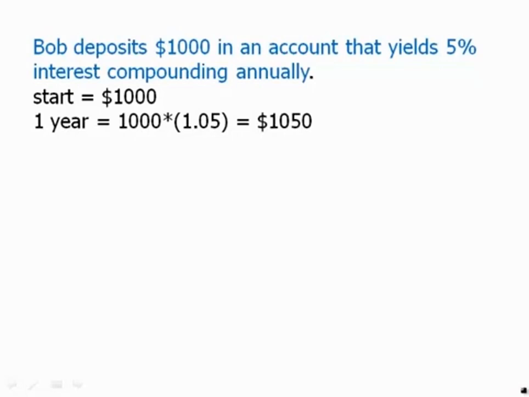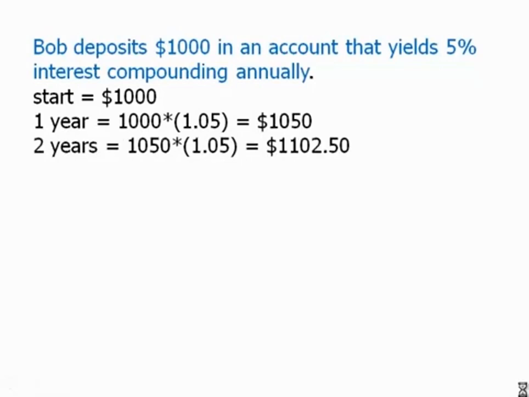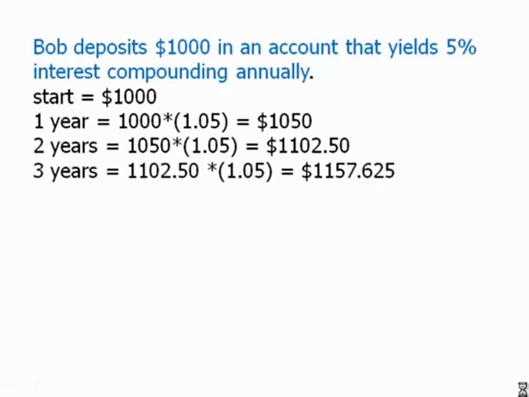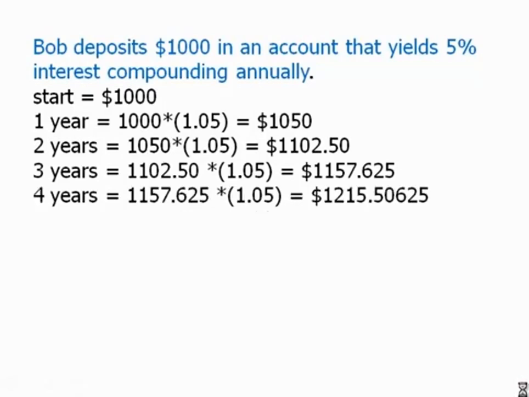So after 2 years, we multiply 1050 by this same multiplier. We get 1102.50, then multiply by that multiplier again and again. So these numbers are starting to get very hairy. So first of all, don't worry about getting these numbers by hand. You'd need a calculator to get these numbers. That's important thing number one.